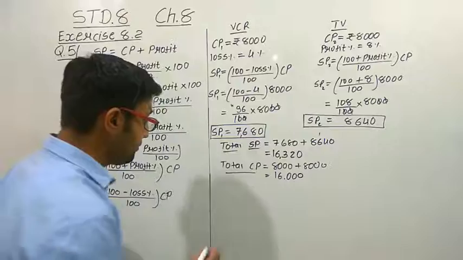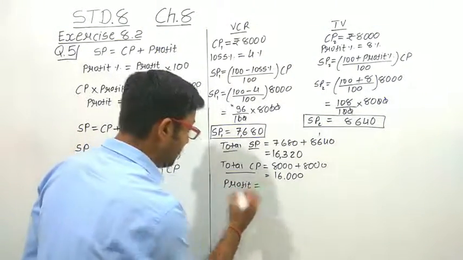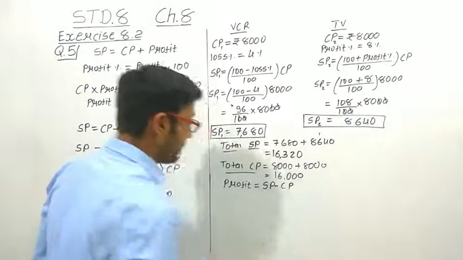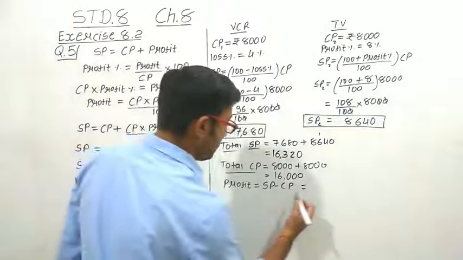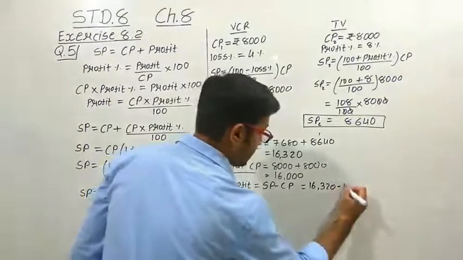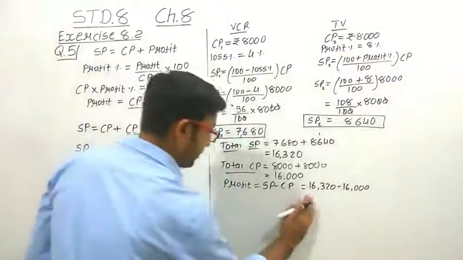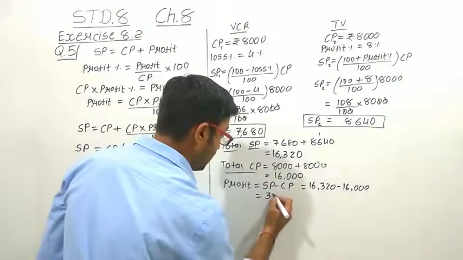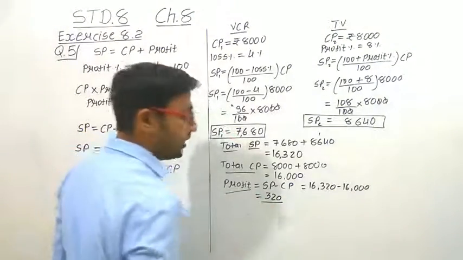How much profit is he making here? Profit we can write down as selling price minus cost price, right? So the selling price is 16,320 and the cost price is 16,000. So we get the profit is equal to, if we subtract this, 320. So he is making a profit of 320 rupees.